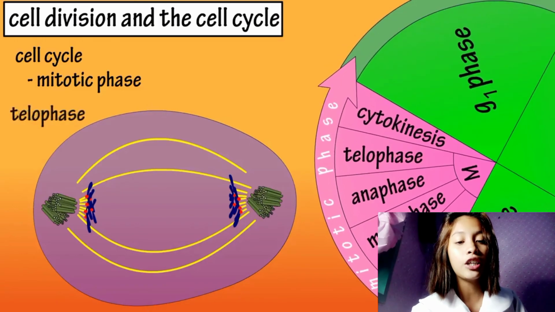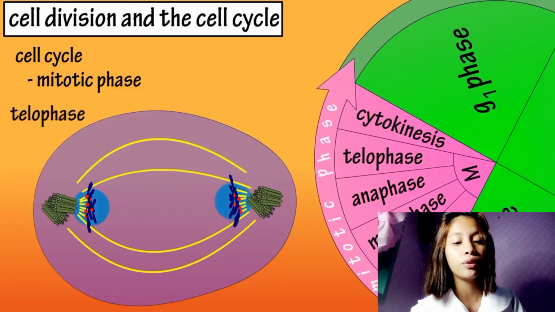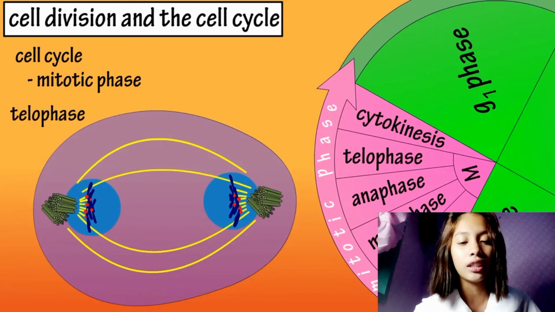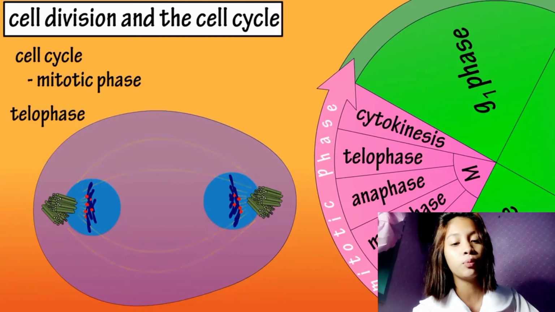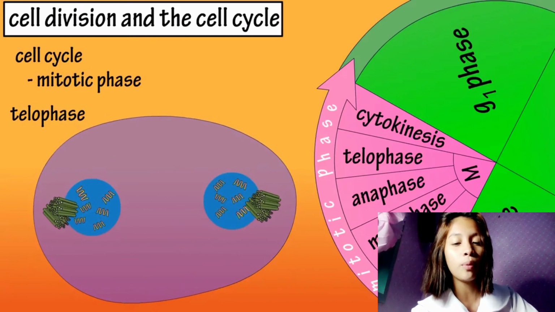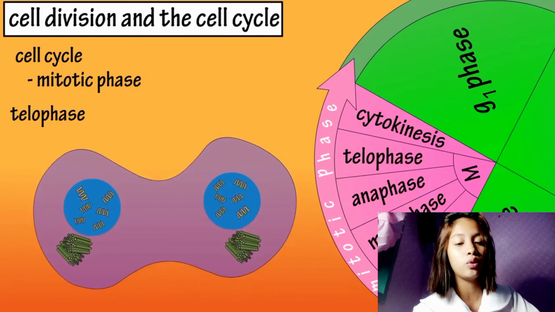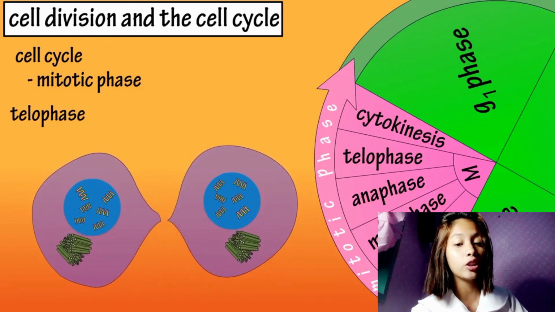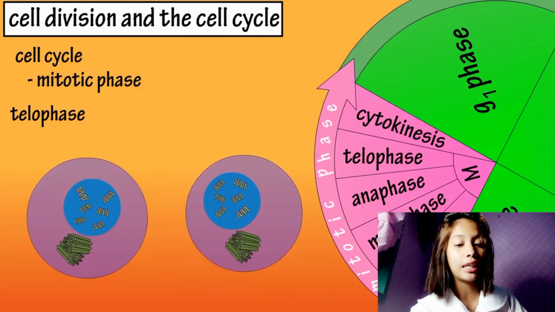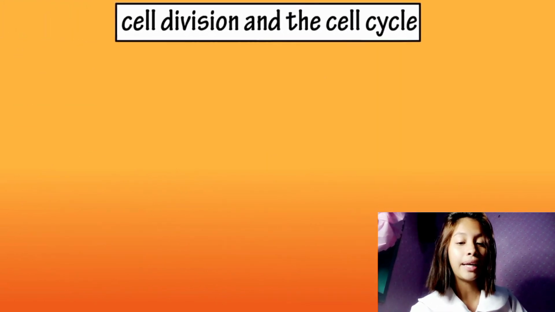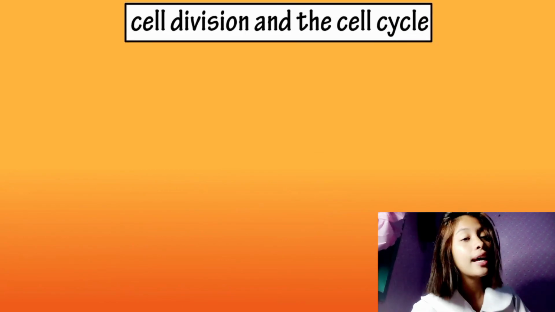During telophase, a new nuclear envelope forms around the chromosomes, and the nucleolus reforms within the nucleus. The spindle fibers break off and disappear, the chromosomes uncoil to form chromatin, and the cytokinesis continues. Once this phase is complete, two new daughter cells are formed and the process of cell division is completed. And those are the basics on cell division and the cell cycle.